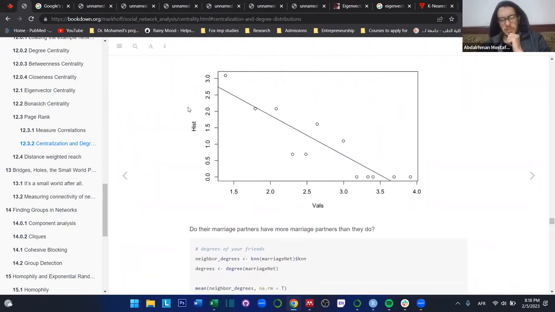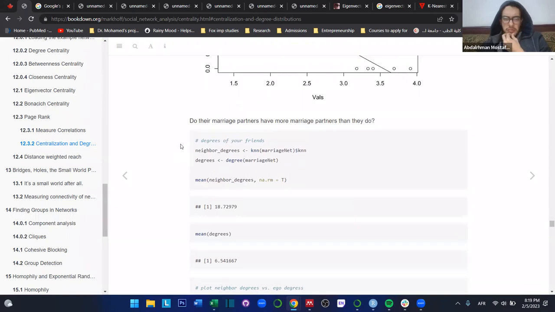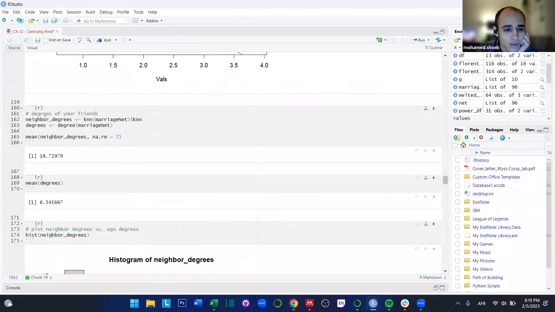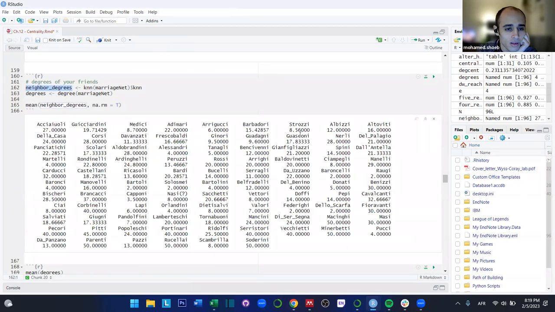Okay, but I'm not sure also how this can be interpreted, what it would mean in the larger context of things. Yeah, anyways. So another question they asked was, do their marriage partners have more marriage partners than they do? And what they would do here is compare the k nearest neighbors to the degree centrality. So degree centrality is the number of edges, whereas the k nearest neighbors here would measure the number of edges of the neighbors, I believe. But I'm not sure. Have you run this part of the code? So here, and then run neighbor degree. So Strozzi, for example, is quite low.